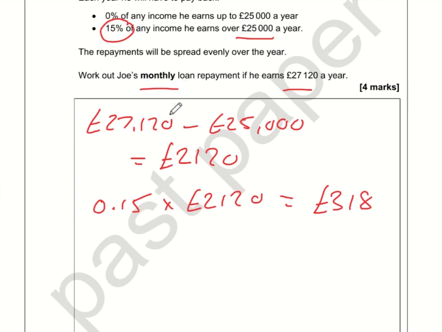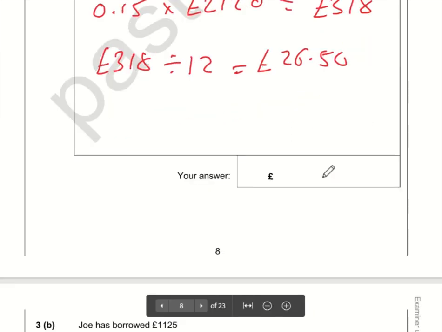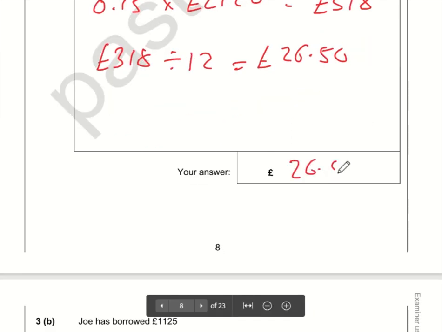So what's his monthly repayment? We've been told they're spread evenly over the year, so it's simply 318 divided by 12, and that is £26.50. There we go, 26.50.